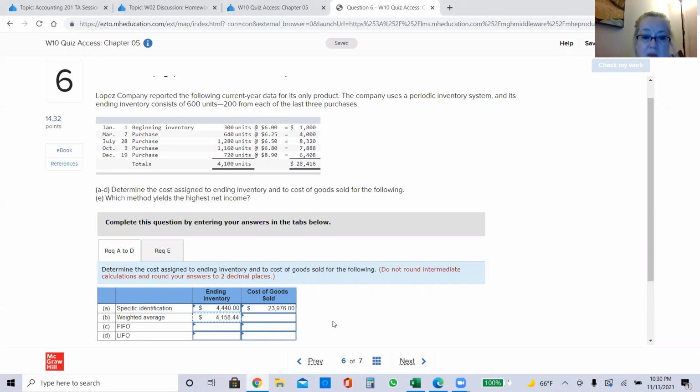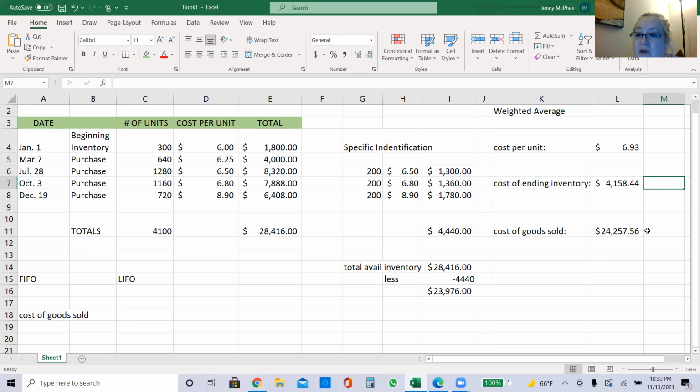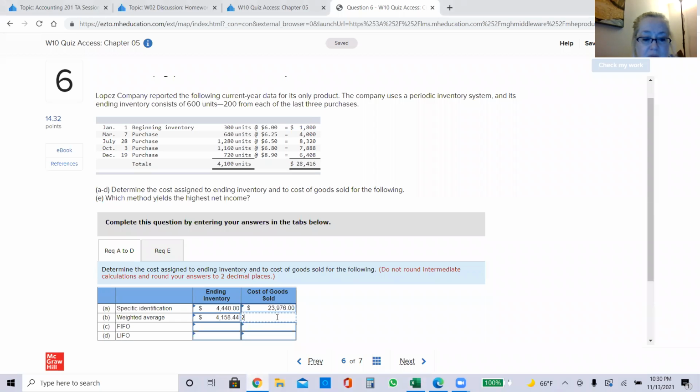8.44. And then our cost of goods sold is 24,257.56. So we have those two down. Next, we're going to do our FIFO, our first in, first out.